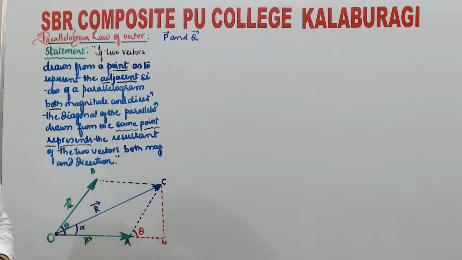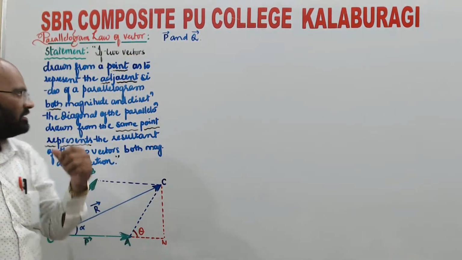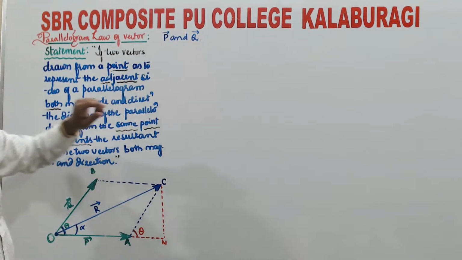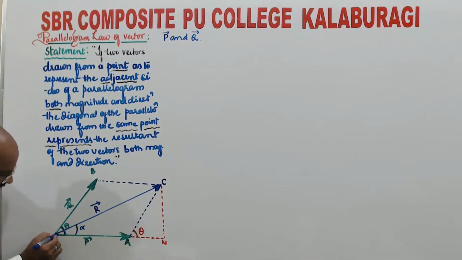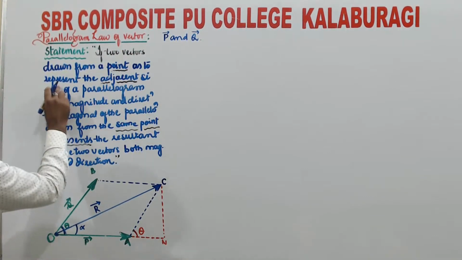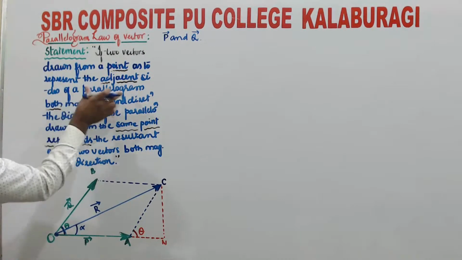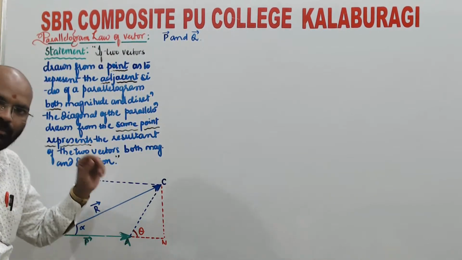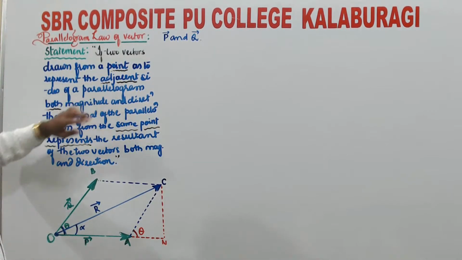Then how do you define a parallelogram of vector addition? For this purpose, we consider two vectors, represented as vector P and vector Q, which are drawn from the same point. They represent the adjacent sides of the parallelogram. This is the first side and this is the second side of the parallelogram, represented by both magnitude as well as direction.